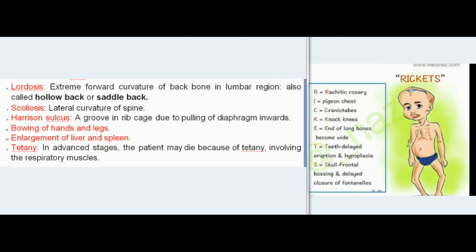Lordosis, extreme forward curvature of backbone in lumbar region, also called hollow back or saddle back. Scoliosis, lateral curvature of spine. Harrison sulcus, a groove in rib cage due to pulling of diaphragm inwards. Bowing of hands and legs. Enlargement of liver and spleen. Tetany. In advanced stages, the patient may die because of tetany, involving the respiratory muscles.